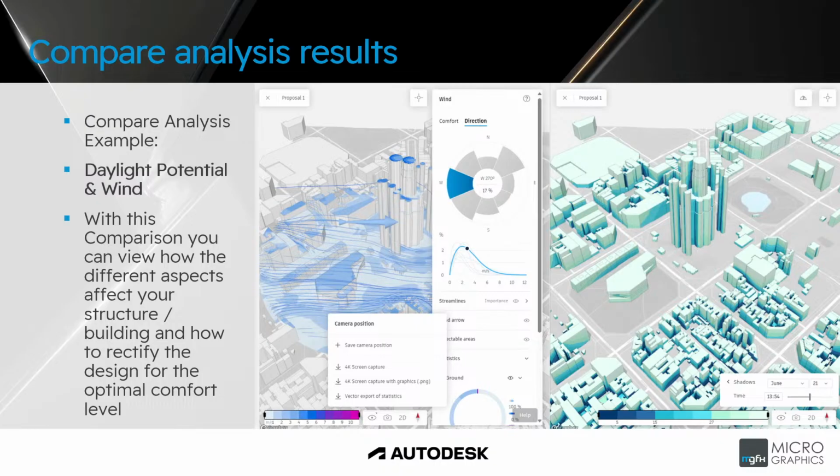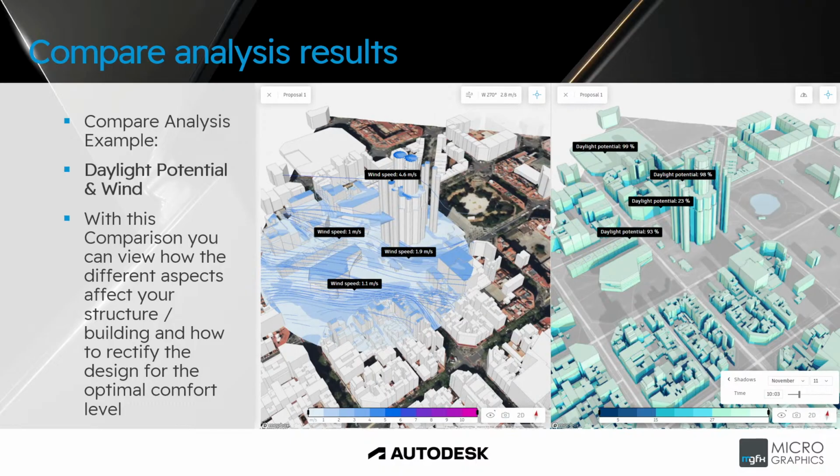Comparing the analysis results. Here is a compare analysis example for daylight potential and wind. With the comparison, you can view how the different aspects affect your structure or building and how to rectify the design for the optimal comfort level. You can change the design and compare different design proposals to see how the impact of each type of analysis changes with your design implementations.